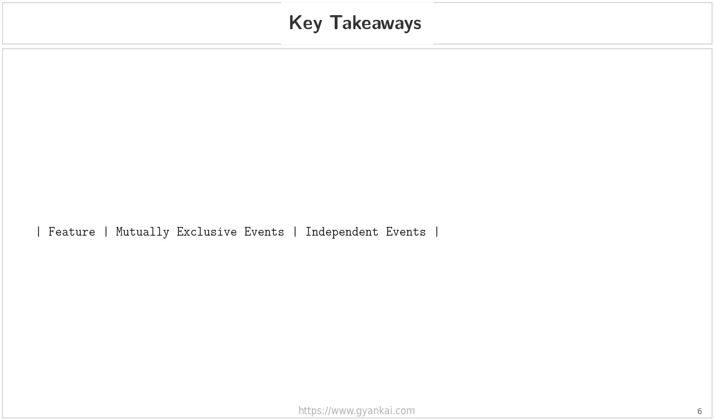Let's start with the first row, the core concept. This is the fundamental difference. For mutually exclusive events, the key idea is that they simply cannot happen at the same time. On the other hand, for independent events, the focus isn't on whether they can happen together, but rather that the occurrence of one does not affect the probability of the other.